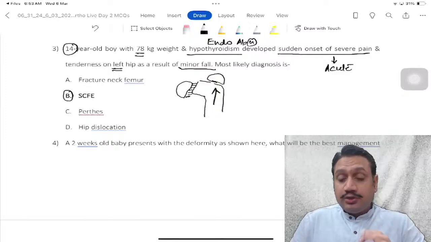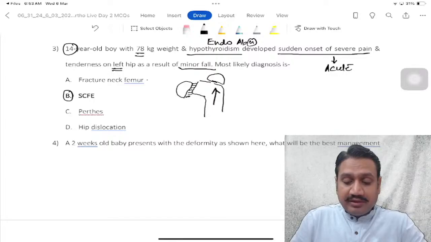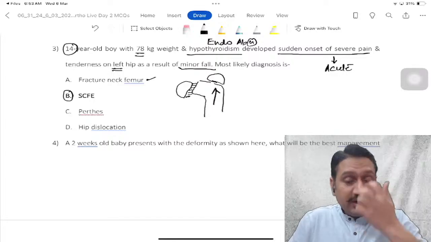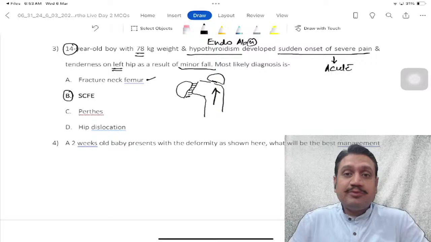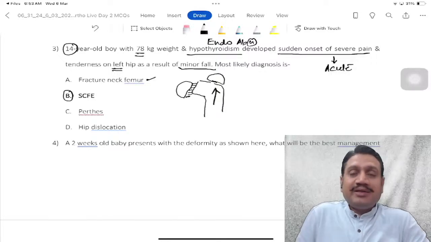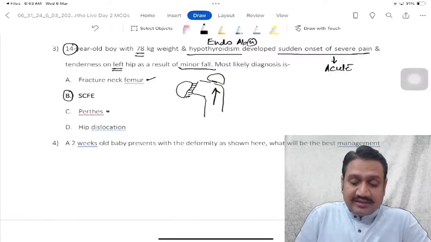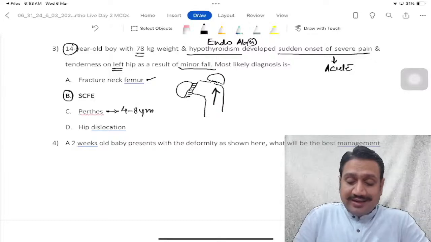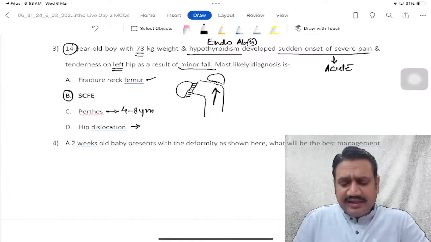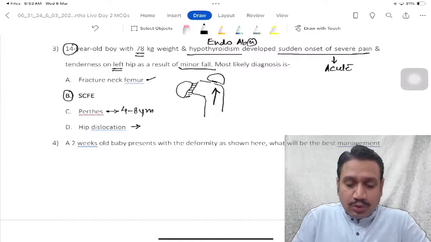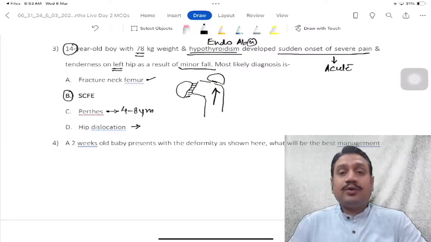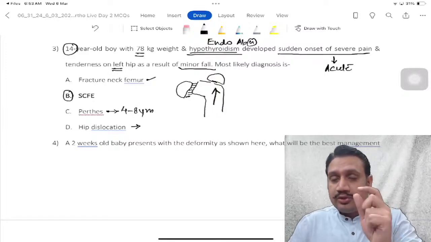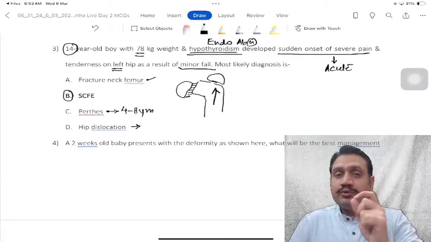Please do remember that fracture neck femur actually has no relation with the hypothyroidism. It can be a possibility as well. Perthes disease is a problem which happens usually between the ages of 4 to 8 years, the pediatric population. Hip dislocation is again a possibility, but that has got no relation with the endocrinal abnormality. So when they are giving you some clue in the question, you should be vigilant enough to understand that.